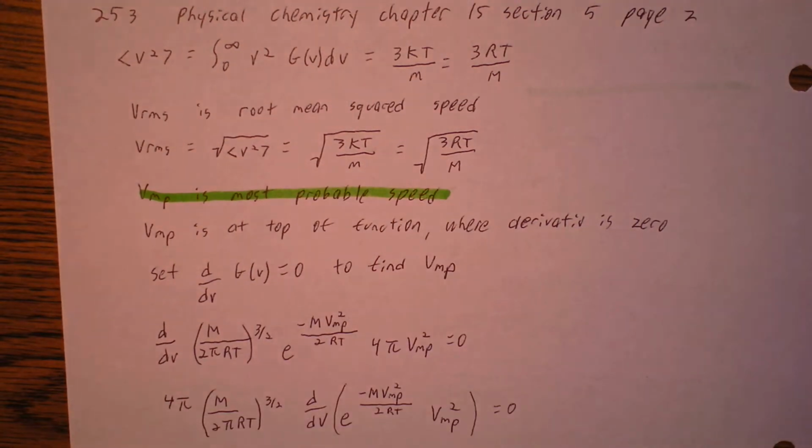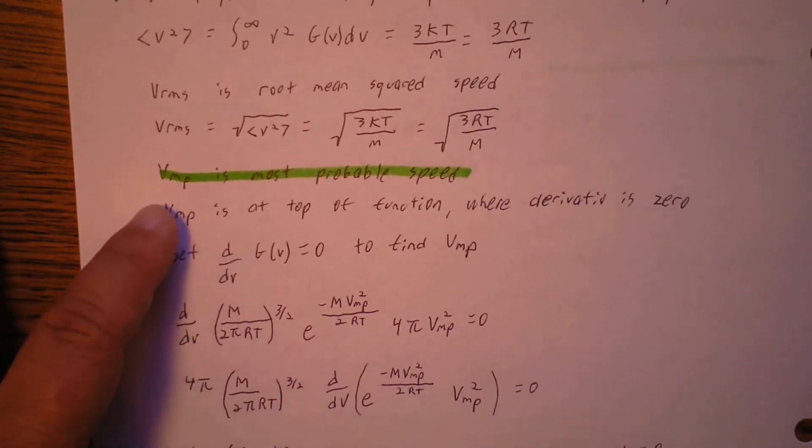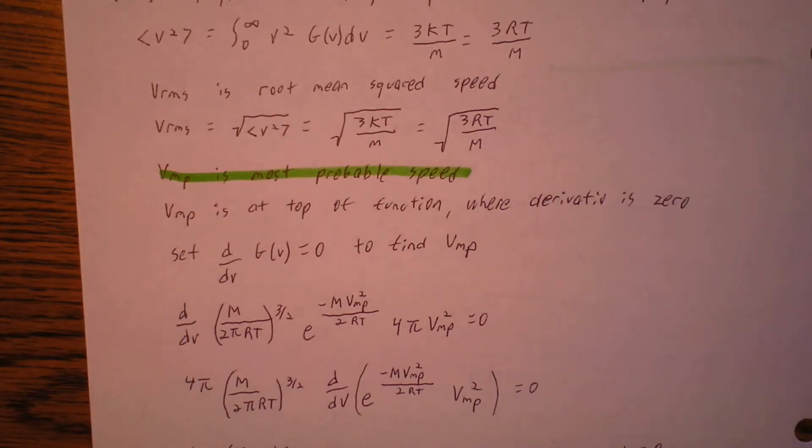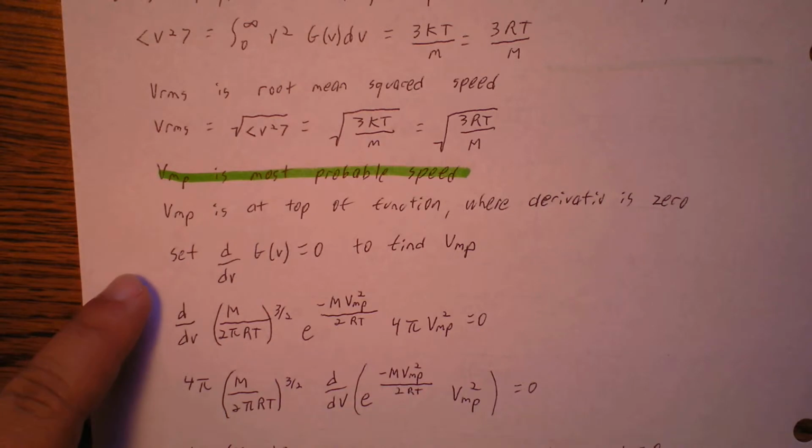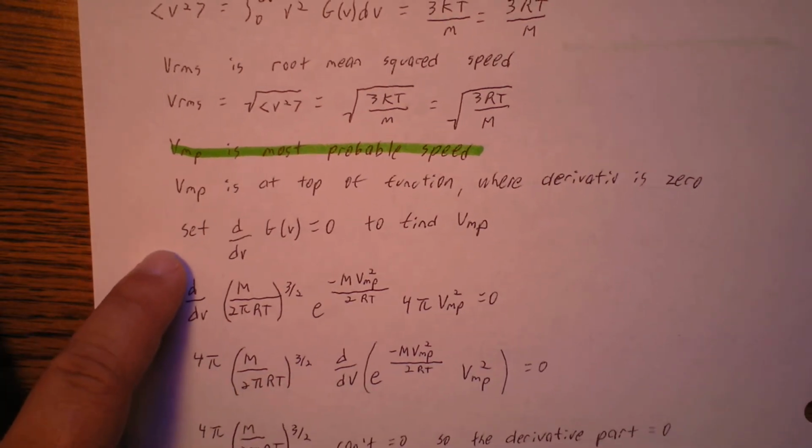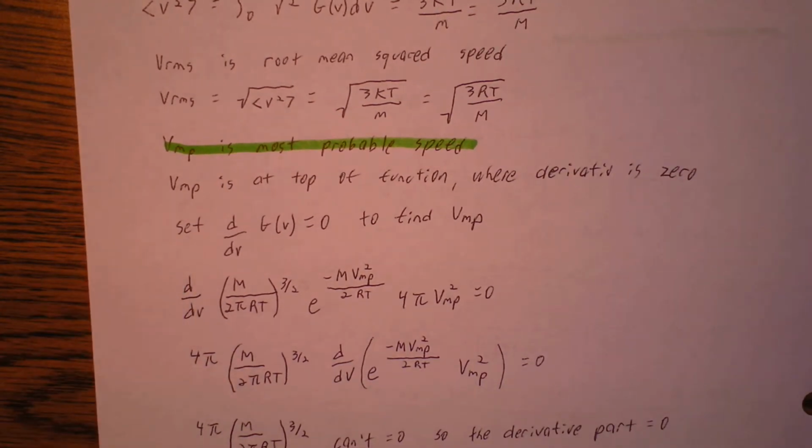Now, v MP is going to be the most probable speed. And v MP is where, at the function, there's a peak. Wherever that peak is, that's our most probable speed, because the probability function is highest. And remember, when you have a peak like that, the derivative is equal to 0. So that's how we're going to find it. We're going to say the derivative with respect to speed of this function g of v is equal to 0. See if we can find v MP.